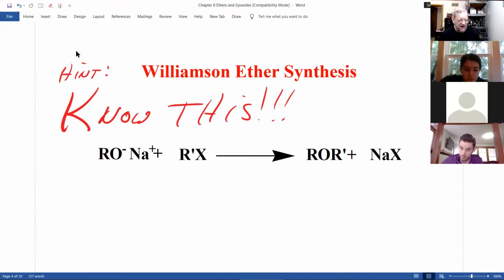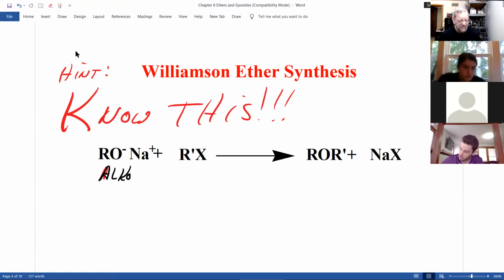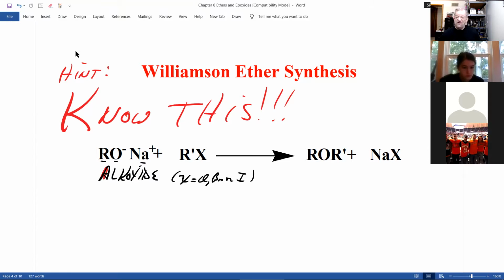And this is called an alkoxide, which I'll never ask on a test, but I'll use the terminology. Actually, a sodium alkoxide, and it's an R group on an oxygen with a negative charge and a sodium cation. Then you react it with an alkyl halide, and here X can be chlorine, bromine, or iodine. And what you get is an ether, plus a salt, sodium halide.